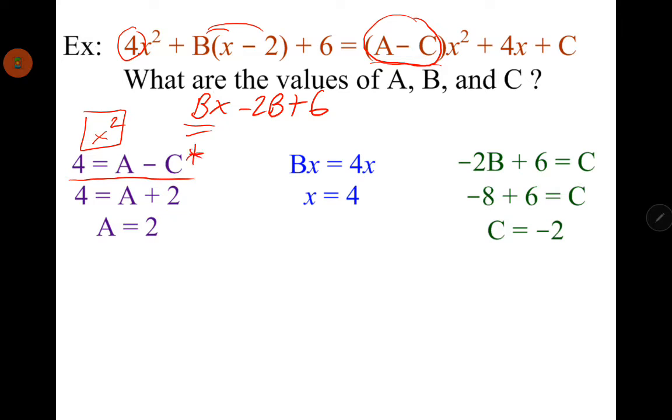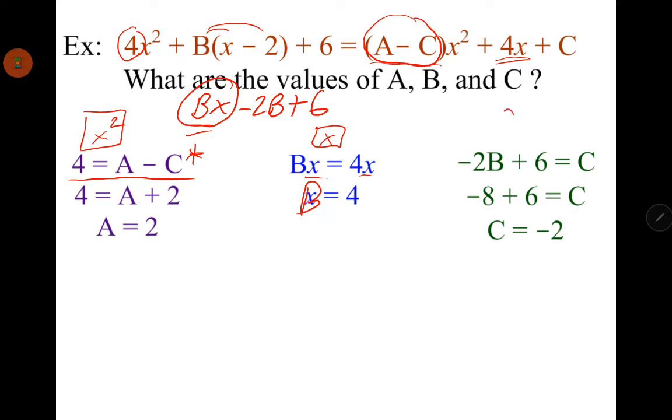Now let's go to my x term. Notice there's bx. My coefficient is b. So therefore I can set this bx equal to this 4x. So this again is my x term, and you can see that my b is going to be 4. I'm just dropping these x's because we're concerned about the leading coefficient. So in this case, b is going to be equal to 4. Not sure why it says x. It should be b. Sorry, guys.